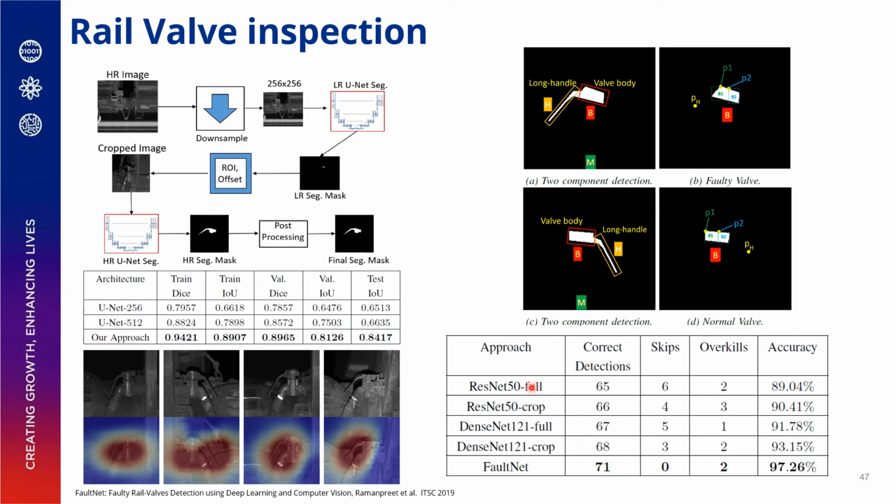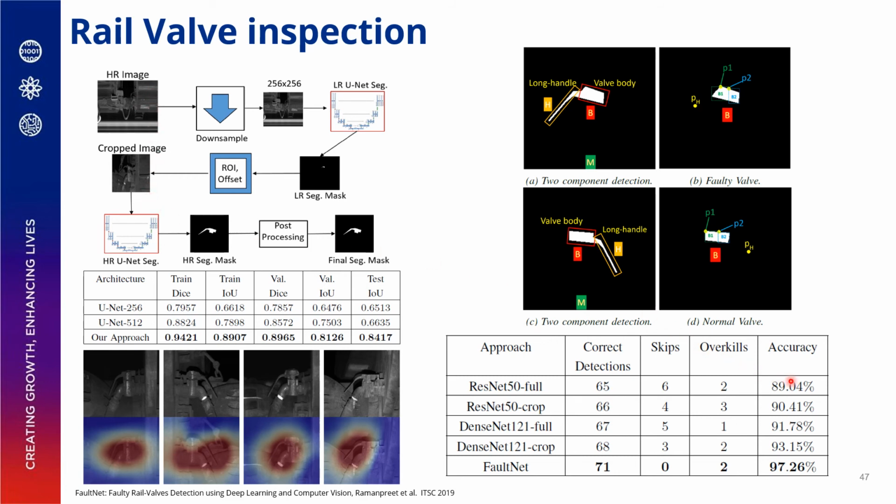ResNet 50 full over here means that we run ResNet on the high resolution image. ResNet crop would mean that we run it on the cropped image that is obtained after finding the region of interest. Similarly, DenseNet full and crop refers to the classification of a faulty versus normal wall on the full resolution image as well as the cropped image.